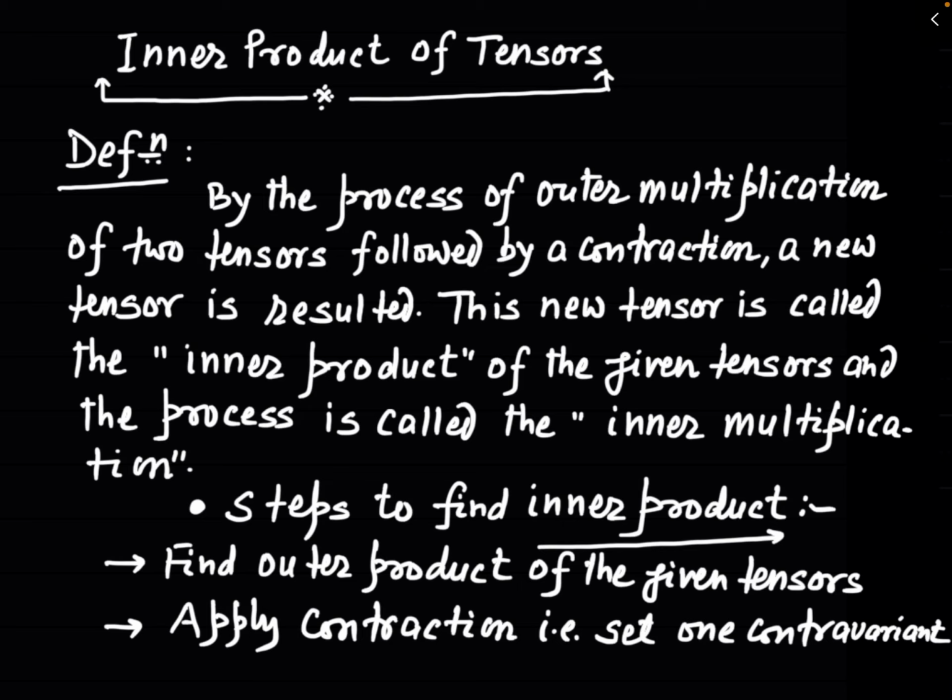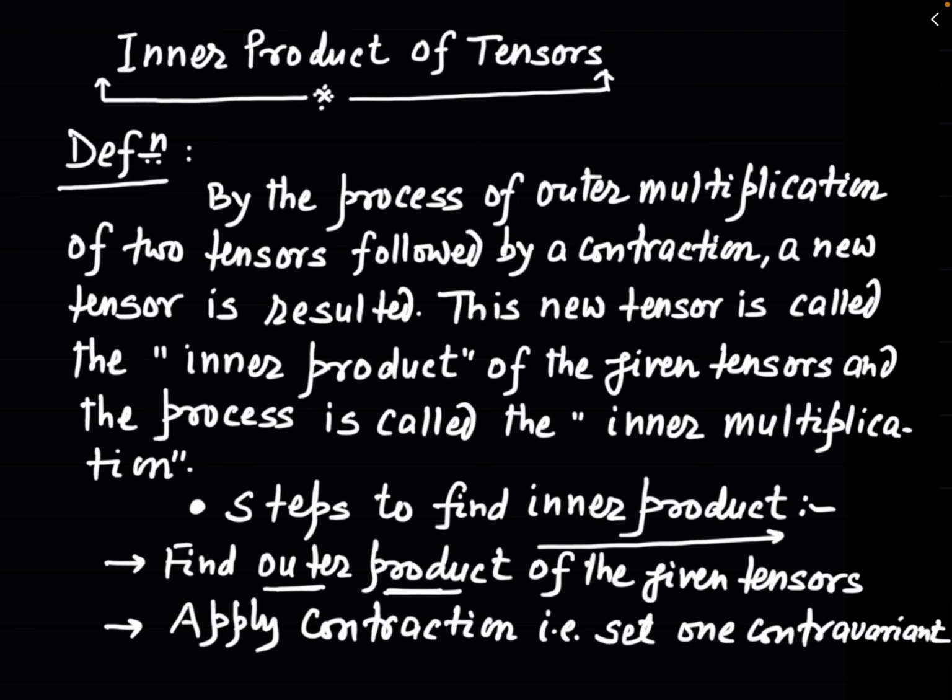So from this definition you can see how the inner product of two tensors can be found. If you wish to find the inner product of two tensors, first of all find the outer product of the given tensors. In the first step, you will obtain the outer product, and you know how outer product is found, you have seen in the previous lecture. And once you get the outer product of the given tensors, then apply the process of contraction. You know how contraction is applied.